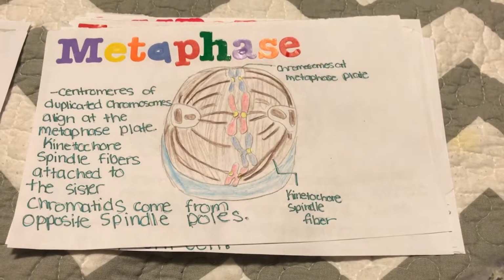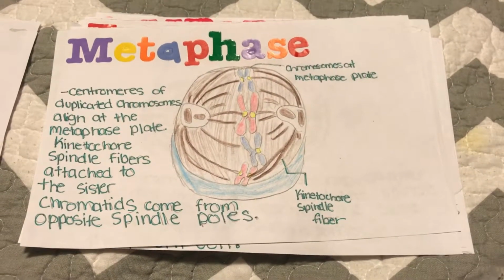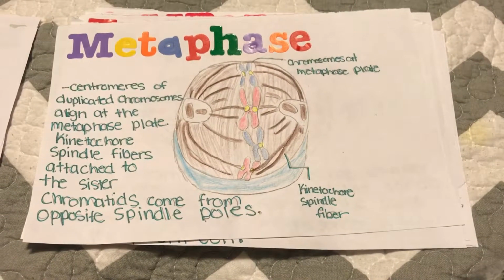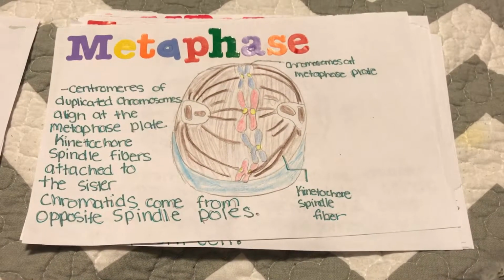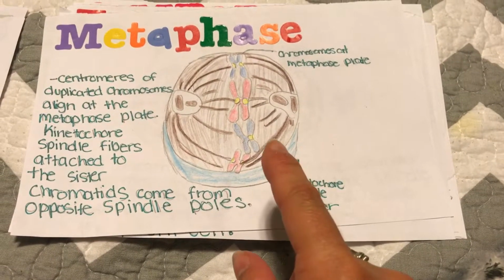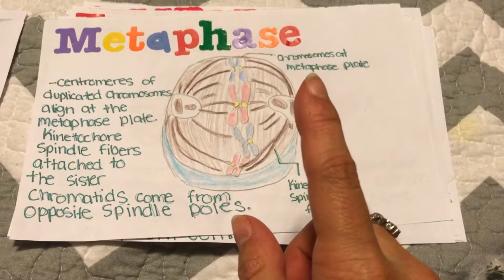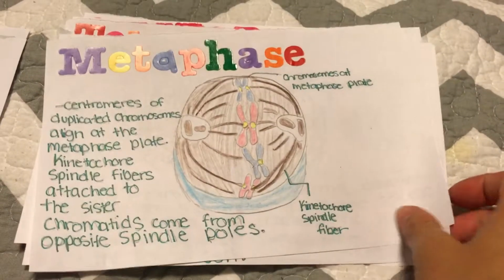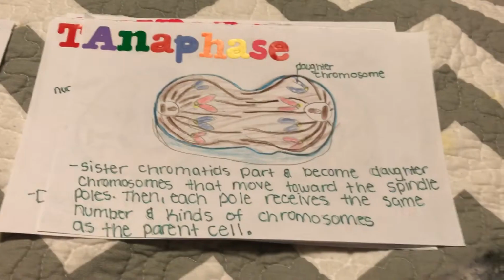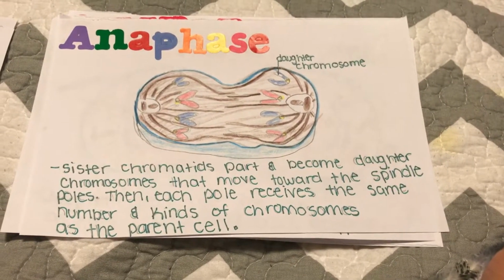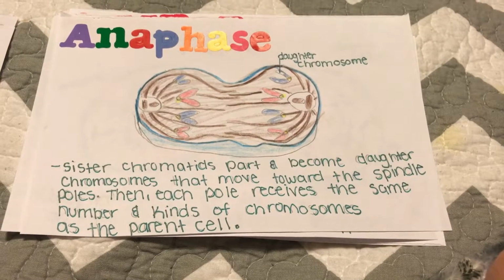Metaphase. Centromeres of duplicated chromosomes align at the metaphase plate. Kinetochore spindle fibers attached to the sister chromatids come from opposite spindle poles. So here's the kinetochore spindle fiber, the brown things, and then the chromosomes at the metaphase plate, which are those. Anaphase. Sister chromatids part and become daughter chromosomes that move toward the spindle poles.